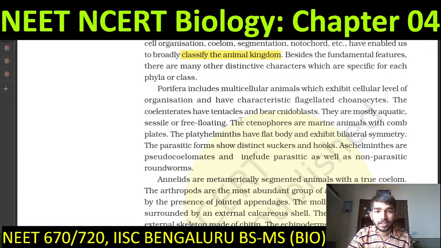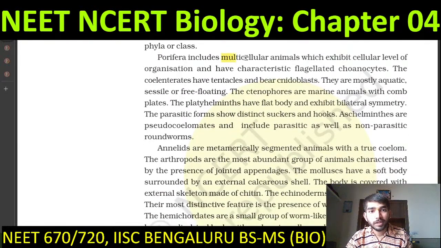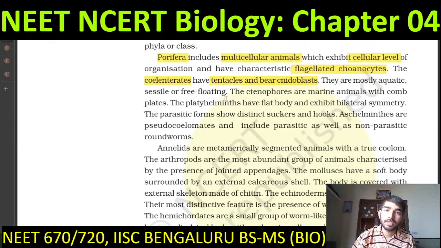Porifera includes multicellular organisms that exhibit a cellular level of organization. Same things are being repeated, where they have flagellated choanocytes. Remember these cells, choanocytes in poriferans. In coelenterates, there are cnidoblasts or cnidocytes, which are stinging organs. They are aquatic and free floating, and there is an alternation of generation called metagenesis, which is seen in coelenterates.